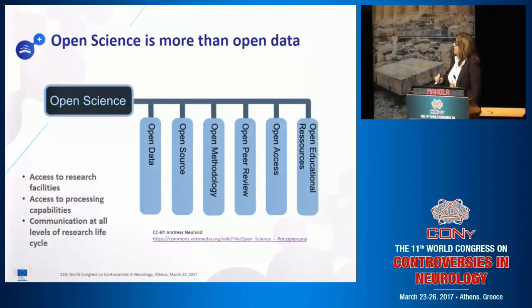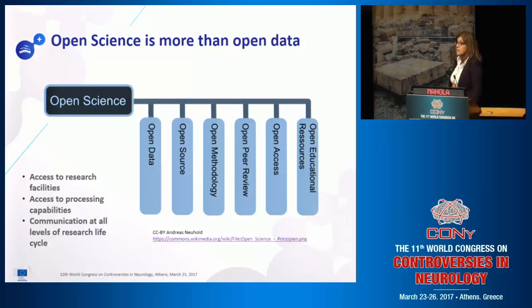This is our site. Open access started about 2002 for publications because of the cost model of the publishers. Now we're talking about open access to research data, and now we're talking about open science.